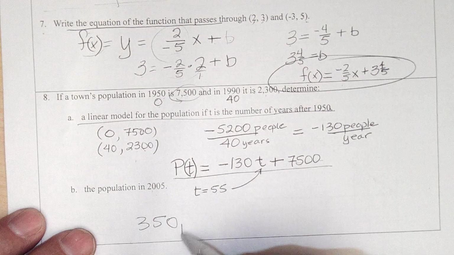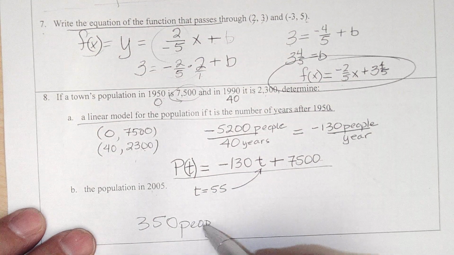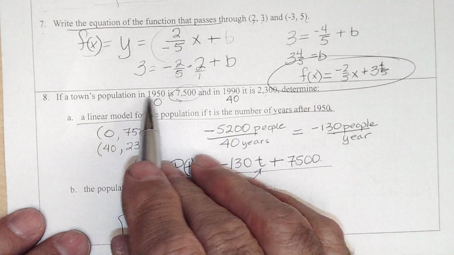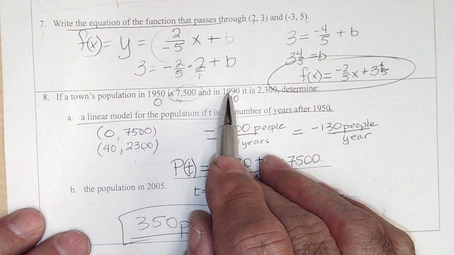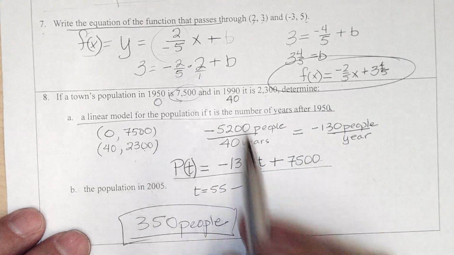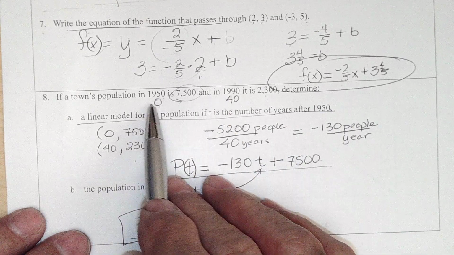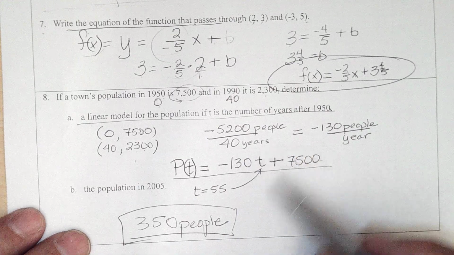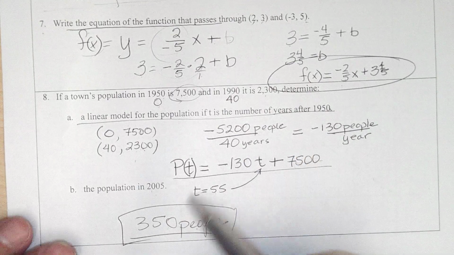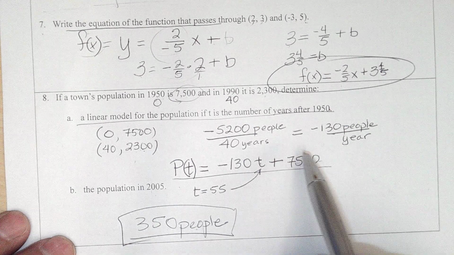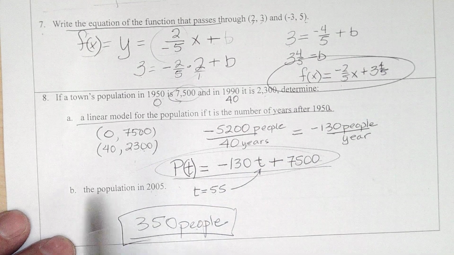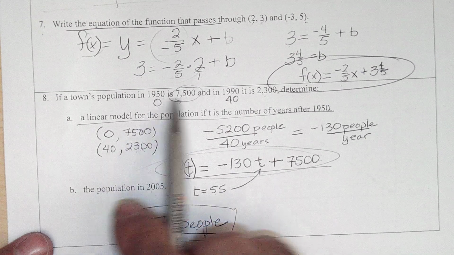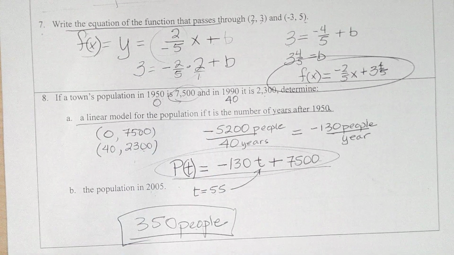That's assuming that things stayed the same as they did from 1950 to 1999 and continued on. However, that's not what's happening in those towns. It's now turned around and it's growing again. So this model, linear model, isn't correct, but it is something we can use to predict based on those 40 years. Okay?